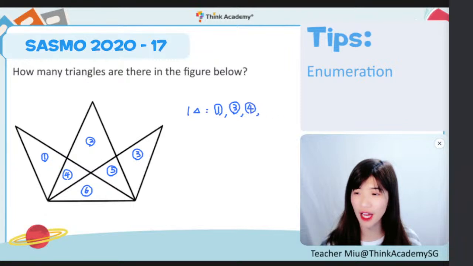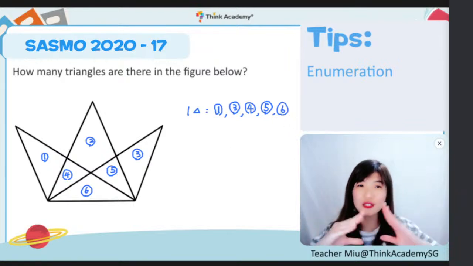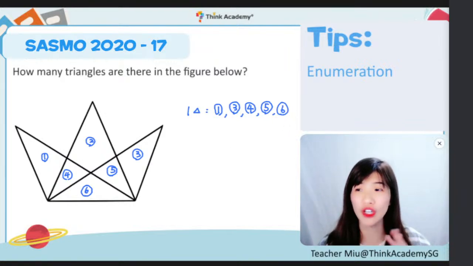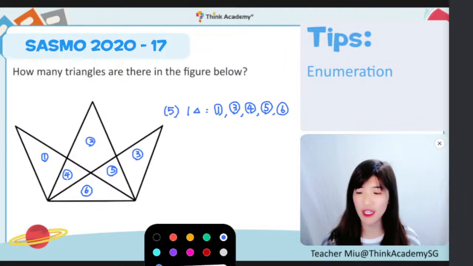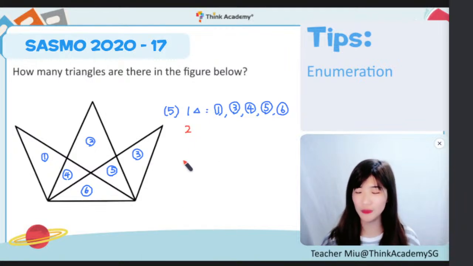What about 5? Also yes. What about 6? Also yes, right? So for only one smaller part to make a triangle, we have 5 now. 1, 2, 3, 4, 5. 5 of those.